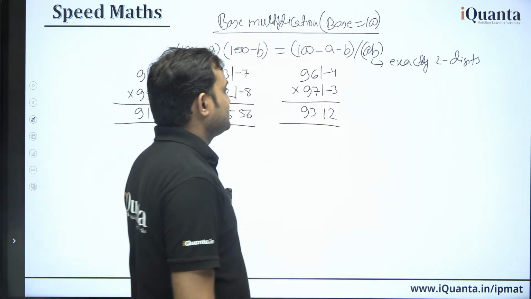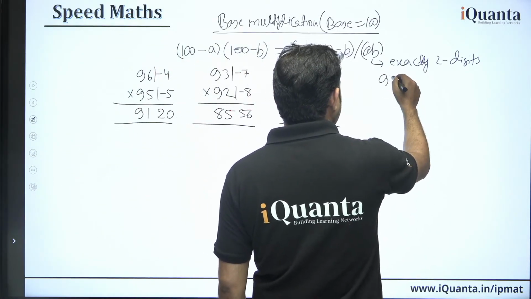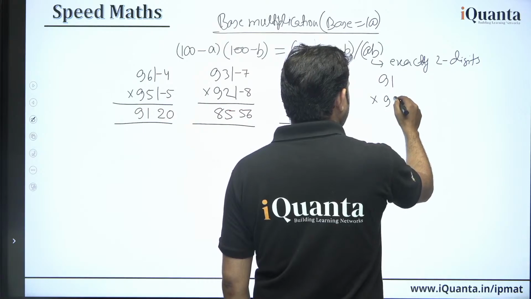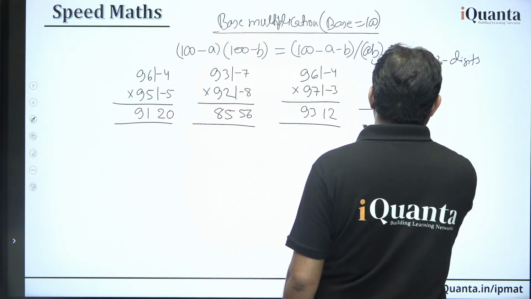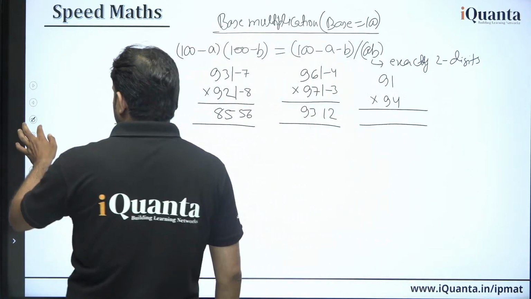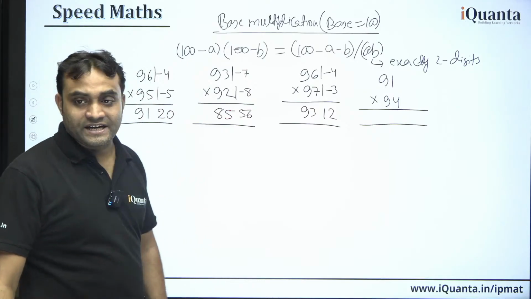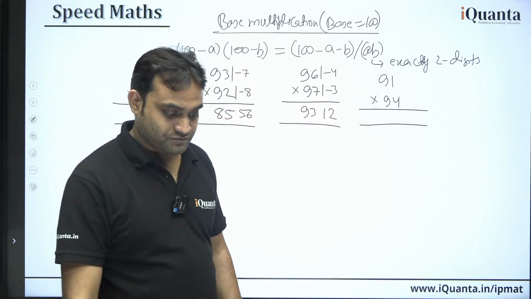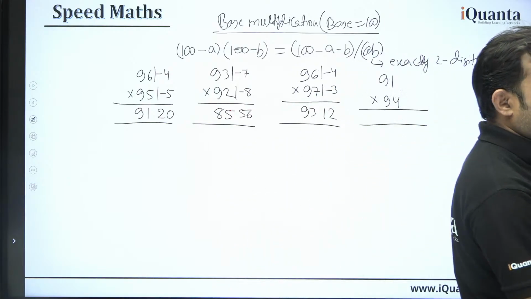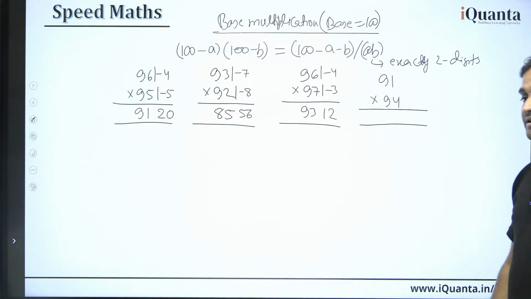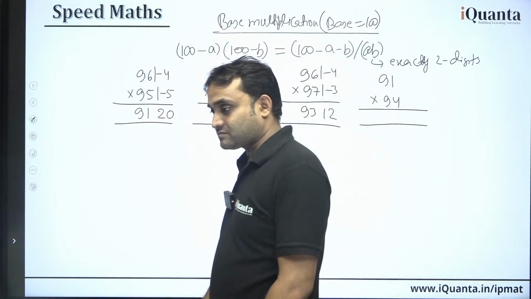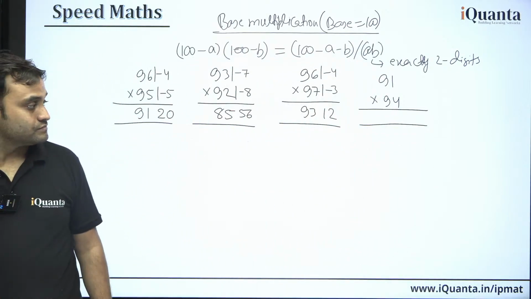Okay. Let's take another number like 91 into 94. Now, don't make a mistake here. Tell me the correct answer. 91 into 94. How do we calculate these two numbers easily in my head?